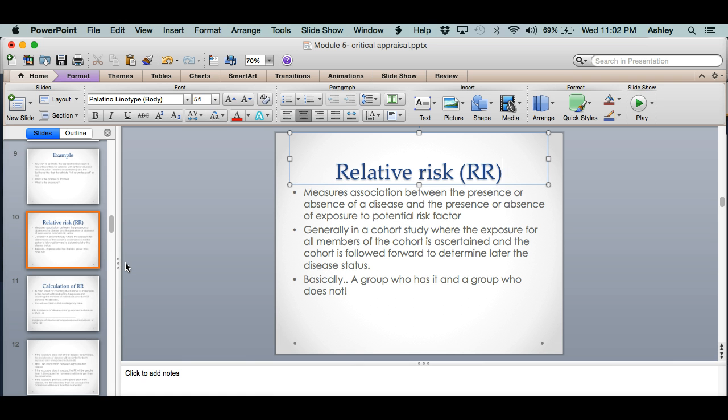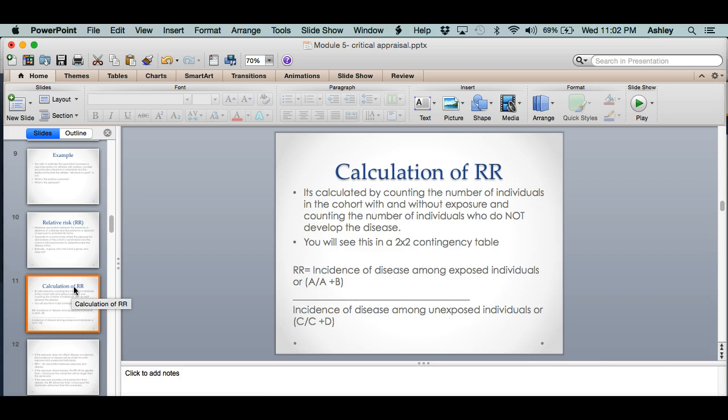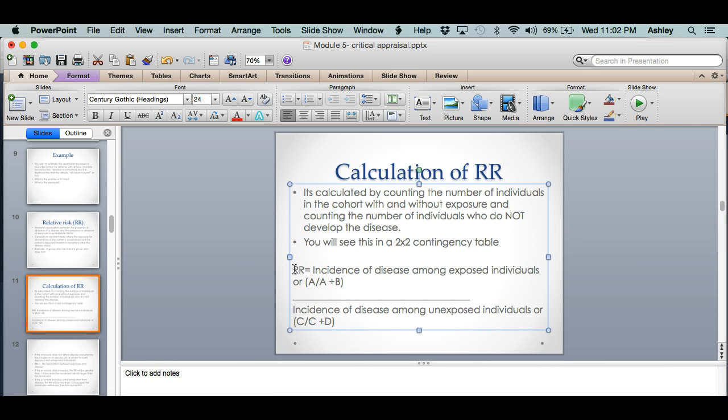Now, we haven't focused a lot on cohort studies, but you may be looking at a study that is, and that's why we need to know these things. We need to understand relative risk. Now, how do you calculate relative risk? It's calculated by counting the number of individuals in the cohort with and without exposure and counting the number of individuals who do not develop the disease. You will see this in a 2x2 contingency table. This is why I mentioned that chi-squares are often used. And here is the equation. Now, I won't dive into this because I'm going to show you an example.